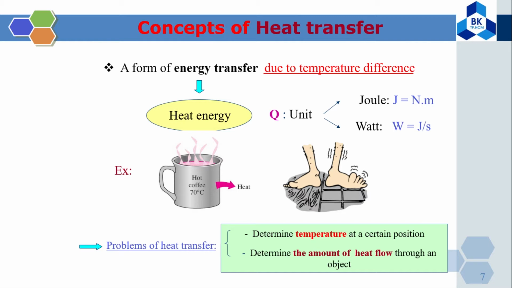Heat transfer is heat energy, and you know that for all kinds of energy, we have the unit either joule or watt. A watt is a joule per second. So the problem of heat transfer is to determine the temperature at a certain position and determine the amount of heat flowing through an object.